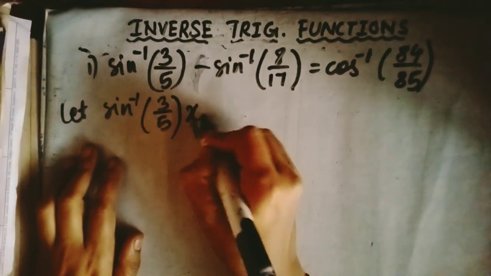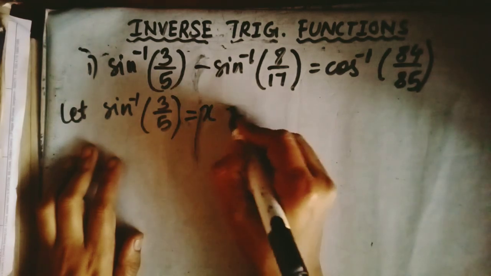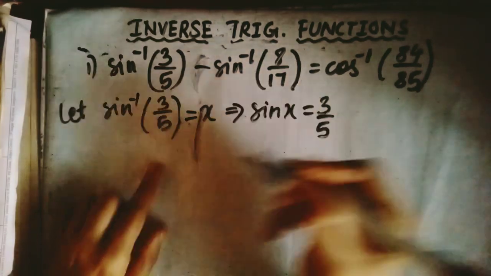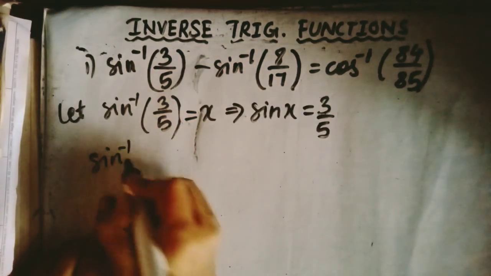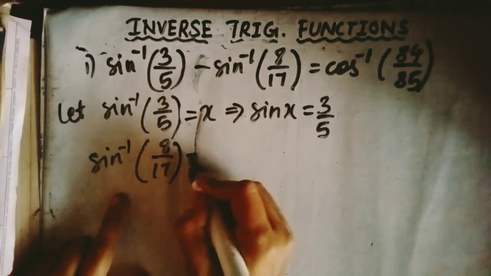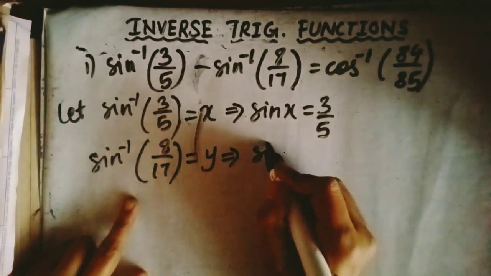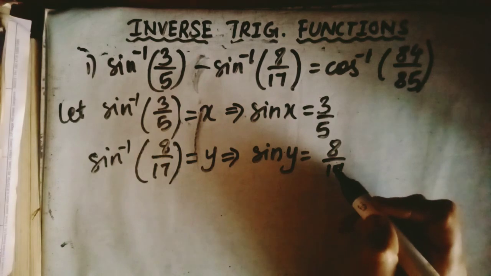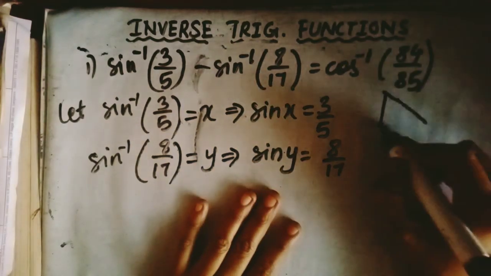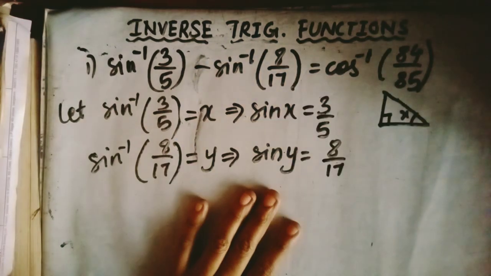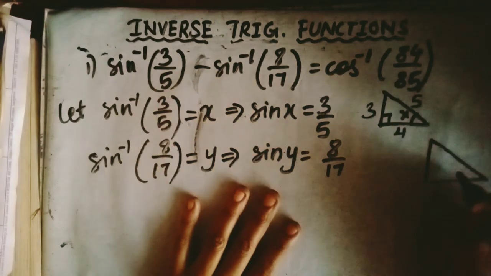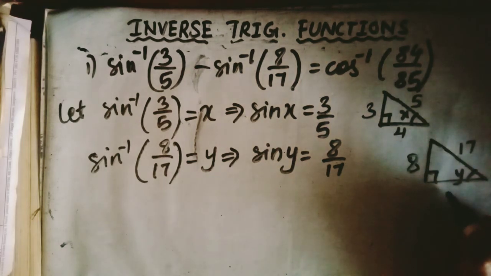So our sine of x is 3 upon 5. Same way, sine inverse 8 upon 17, you have to take it as y. So our sine y is 8 upon 17. So these are two different triangles. First one is with the angle x. Sine is 3 by 5 and this will be 4. Same way, second triangle is with angle y, 8 17, and this you have to find out.